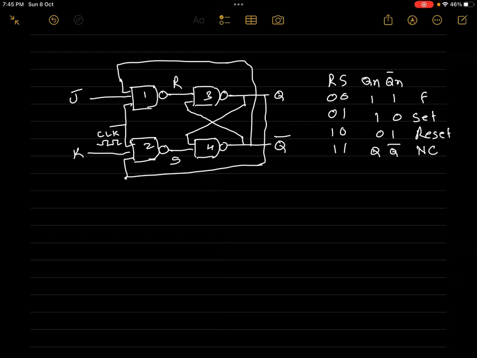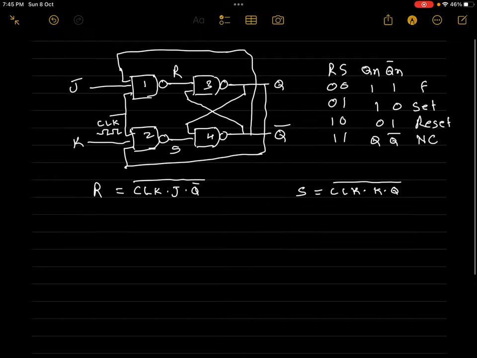Okay, so let's solve it. Now let's try to find the value of R and S. Once we get the value of R and S, we can easily find QN and QN bar using this table. So for R, meaning for gate number 1, inputs are CLK, J and Q bar. So it should be CLK into J into Q bar, the whole bar. And for S, it is CLK into K into Q. Okay, so this is a simple equation of NAND gates.